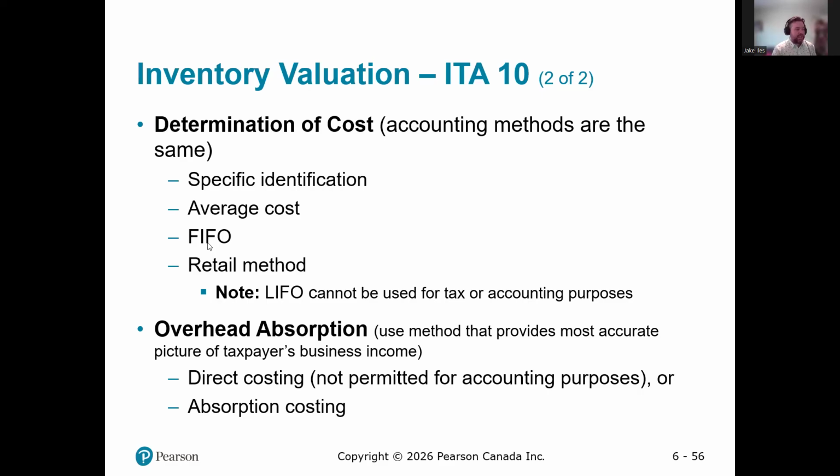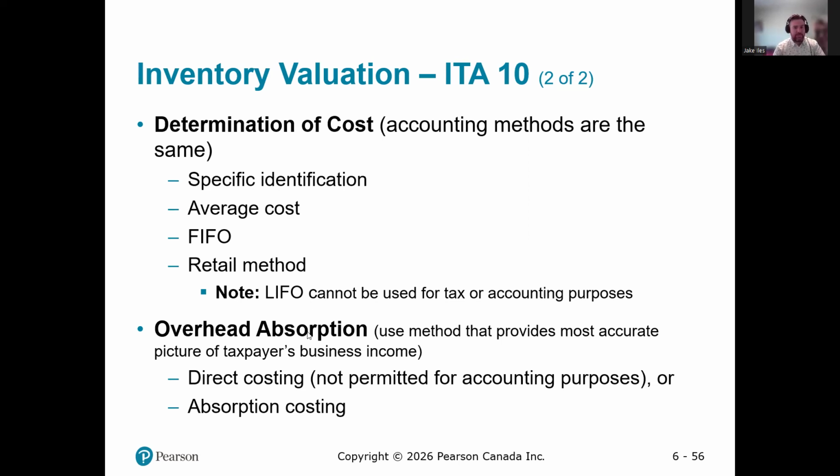The opposite of FIFO, first in, first out, is LIFO, last in, first out. This isn't really allowed to be used for tax or accounting purposes, especially in Canada. I think the states can still use LIFO in certain situations, but in Canada, we just don't allow it. So the three main are specific identification, average cost, first in, first out.